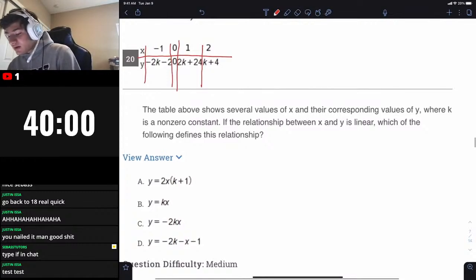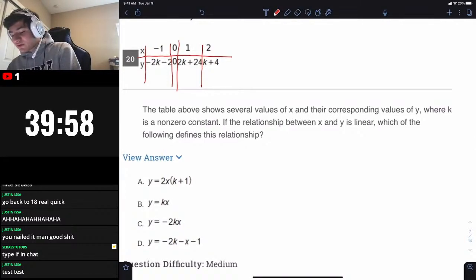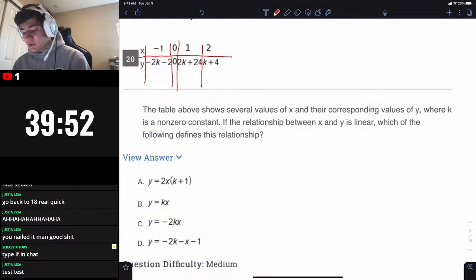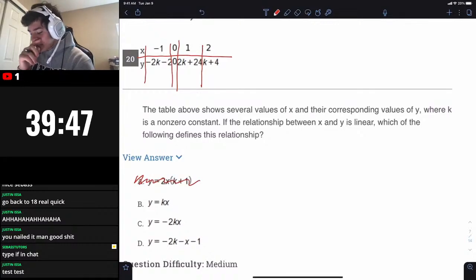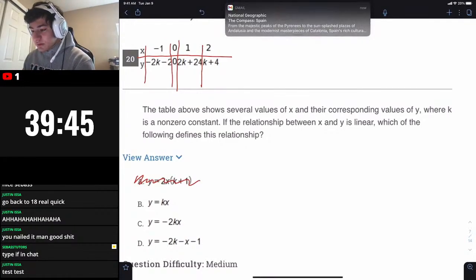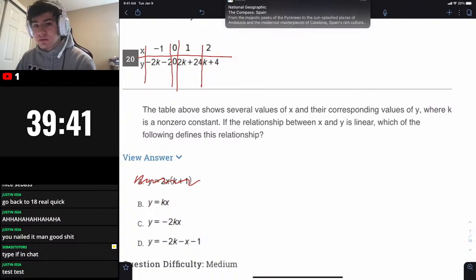If the relationship between x and y is linear, which of the following defines the relationship? Alright, so no y-intercept. No y-intercept at all, which is going to knock out A, because that one does have a y-intercept. I don't like that. This is already in line. Oh, sorry.